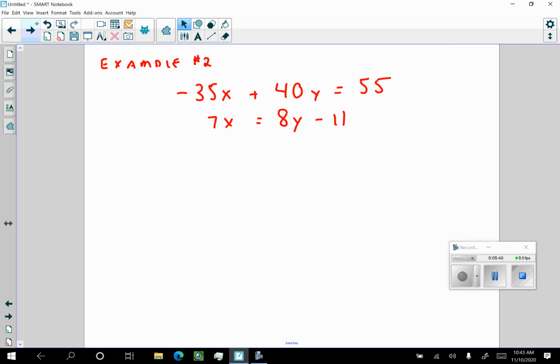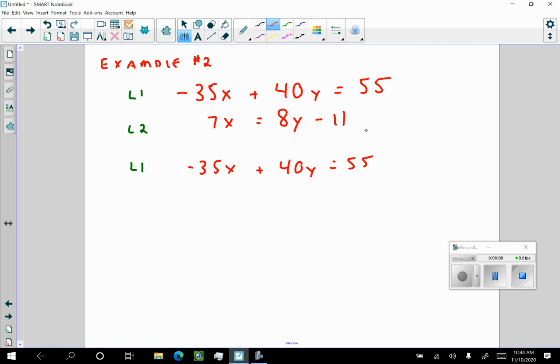The first thing we're going to do is line up the x's and y's, and I do not have the x's and y's lined up. First, I'm going to label this L1 and this L2, and I'm going to rewrite L1 because I have it the way I want it. I want the x's first, plus 40y is equal to 55. I'm going to rewrite L2 to line them up. The 7x goes here, and then this is going to be minus 8y is equal to negative 11.